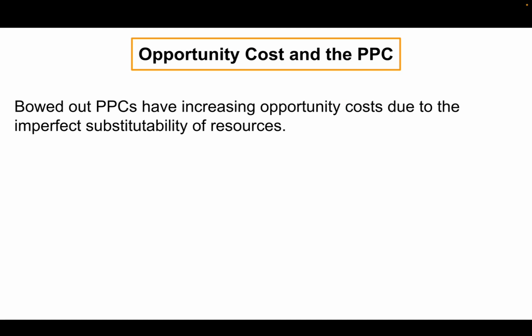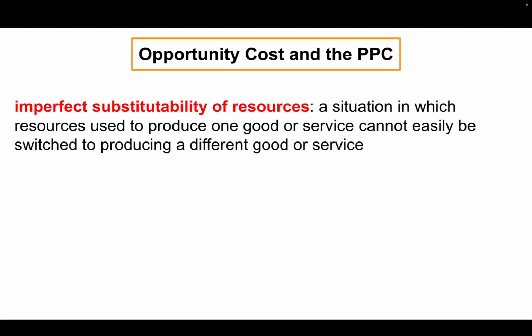And this is due to the idea of the imperfect substitutability of resources. So, what do I mean here? This means that when you have resources producing one good or service, you cannot easily switch them to producing a different good or service. So, if I'm making rockets, and then suddenly my company's like, no, no, no, we're going to go make soap, that's a really big transition, right?